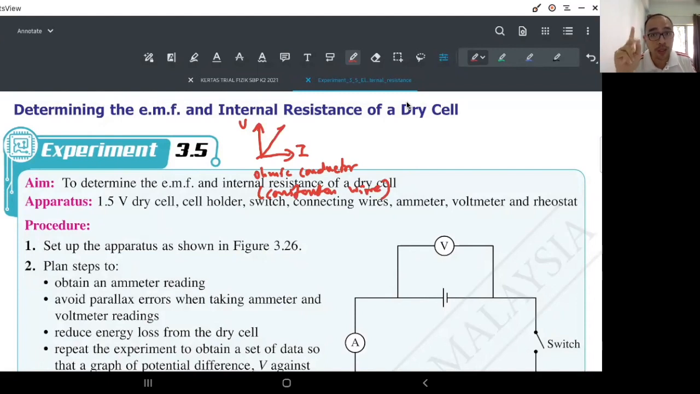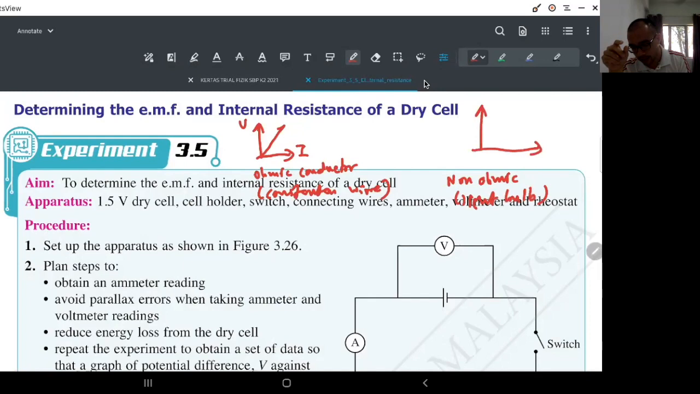Experiment number 2, which I'm targeting, is the non-ohmic conductor. Now this one we didn't do, but the setup is the same. The way you arrange everything is the same, except that instead of using a constantan wire, you will use a light bulb. The graph that you expect to see is an increasing graph, like a U-shaped graph.